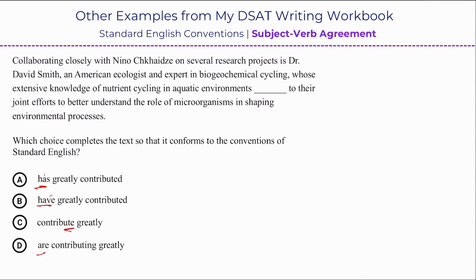So it says collaborating closely with Nino C on several research projects is Dr. David Smith, an American ecologist and expert in biochemical engineering, whose extensive knowledge of nutrient cycling in aquatic environments has greatly contributed to their joint efforts to better understand the role of microorganisms in shaping environmental processes. Okay, so first thing that I want to ask myself is what's the subject? What's the subject of this verb?